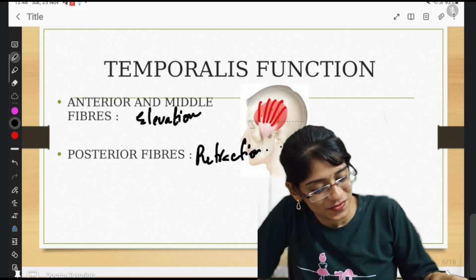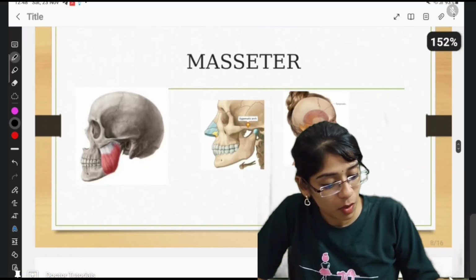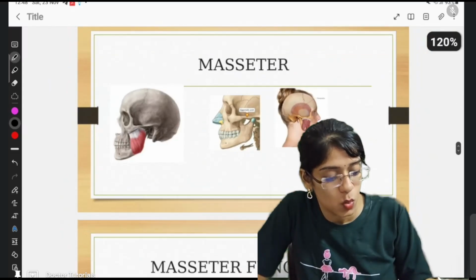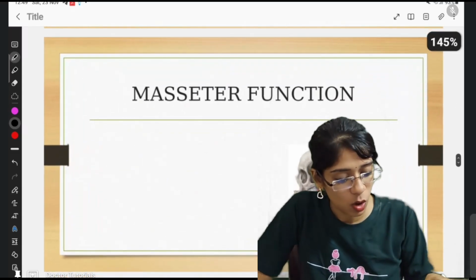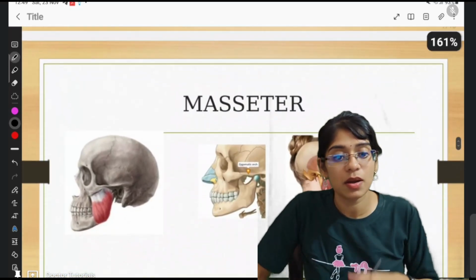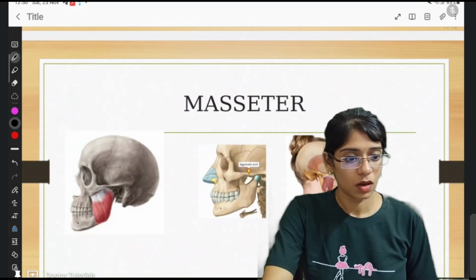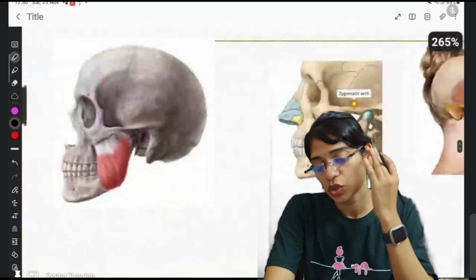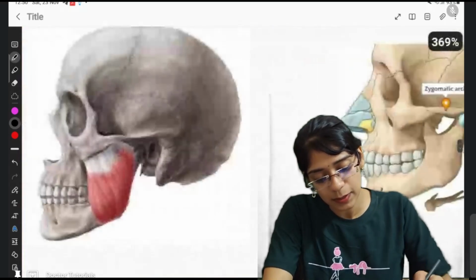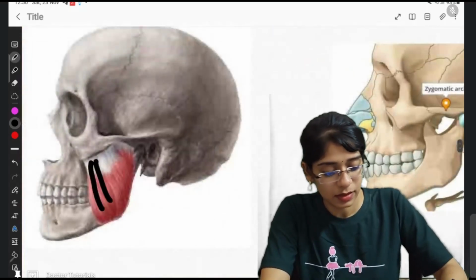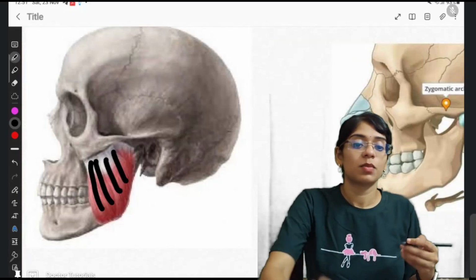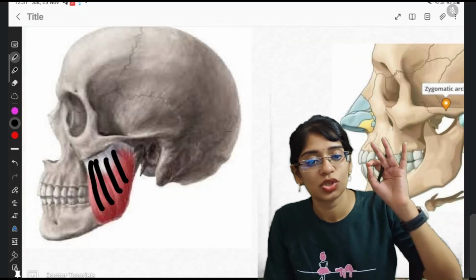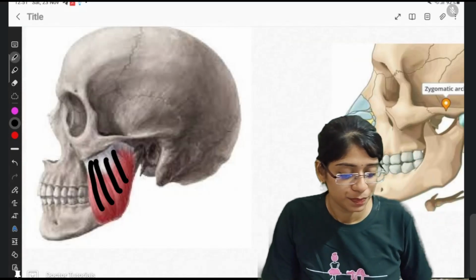Fine. So we learned about the temporalis muscle. Let's move on to the next muscle, which is the strongest muscle of the body, that is nothing but the masseter. Now see here, guys, this is a lateral view, a side view of the skull. You can see this muscle here, that is the masseter. It is the strongest muscle of the body.